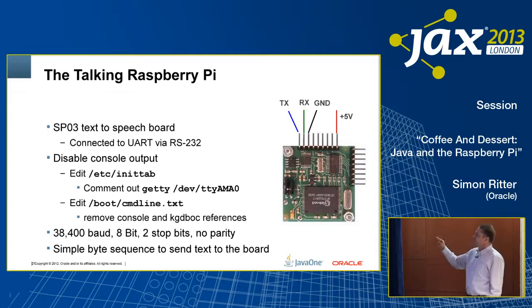From the point of view of driving this, it was fairly straightforward. It's just 38,400 baud. Going back in history, 8 bits, 2 stop bits, no parity, and then there's a nice simple protocol in terms of the way you send bytes to it, and then it's all easy to make it talk, which we'll see later on.